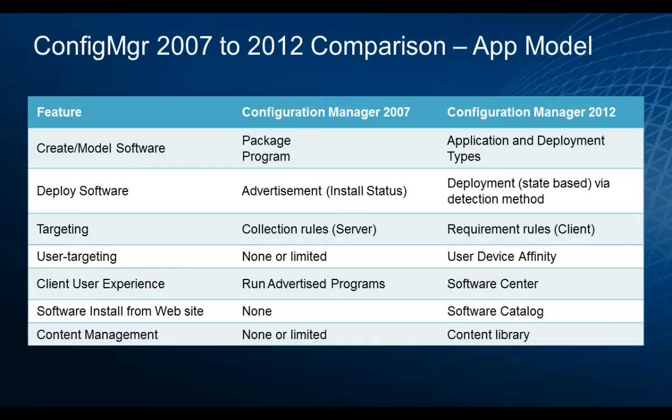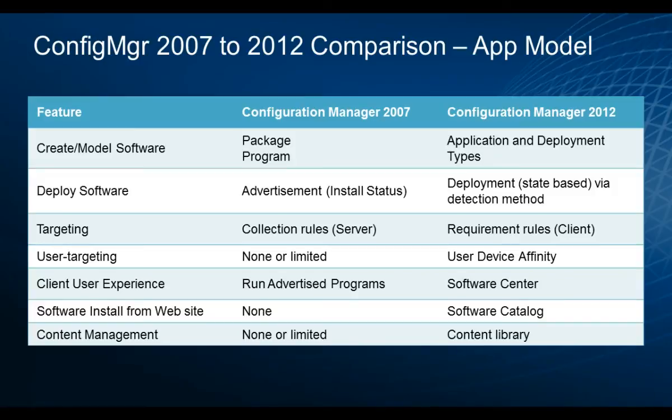Software being installed from a website was not possible in Config Manager 07 without third-party or partner support. We now have within Config Manager 2012 something called a software catalog, which is an IIS web-based service that allows users in an organization to browse, search, and look for installations of applications themselves. Content management in ConfigMgr 07 was limited. There was some capability there, but not like the level of management we have created in 12.